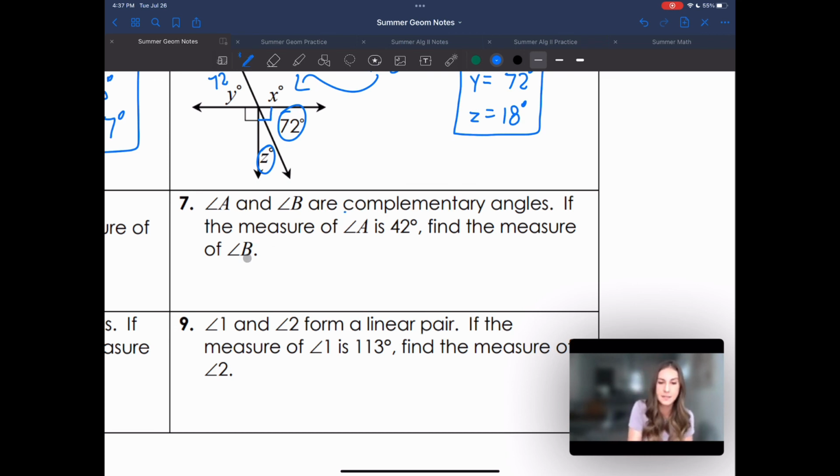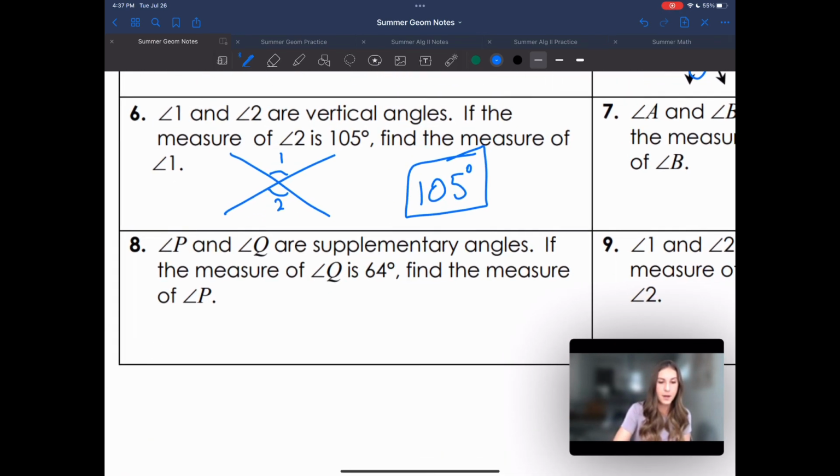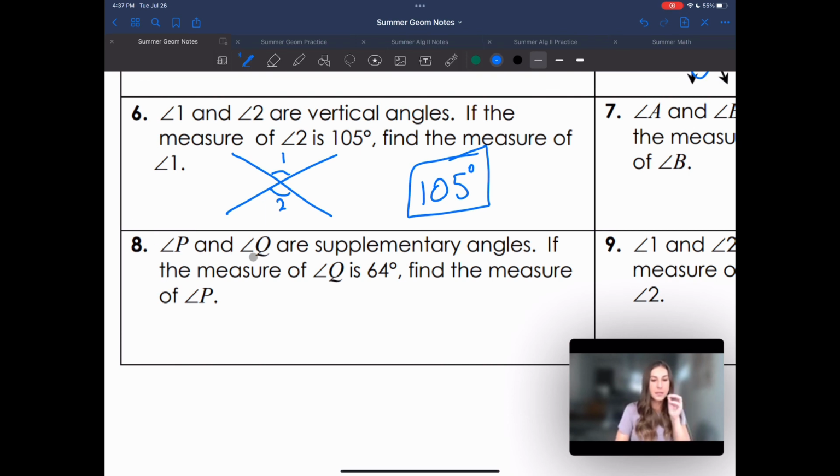Well, we've talked about these. Complementary means they add to 90. So you're really just taking 90 and subtracting off 42, which will give me 48 degrees. And that's it. I just have to add up to 90, okay? Last couple problems. We've got angles P and Q are supplementary angles. So keep in mind what that means. That means they add to 180. And it says the measure of angle Q is 64. Find the measure of angle P.